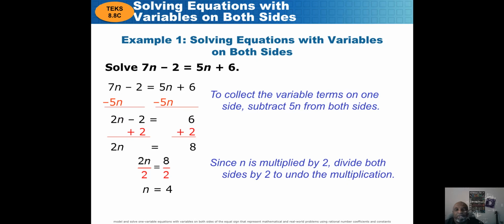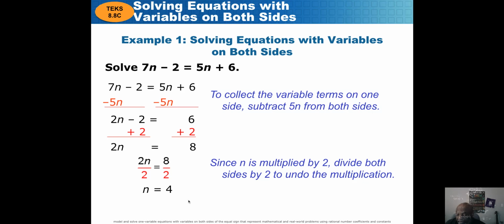All right, so even with this equation, 7n minus 2 equals 5n plus 6, you can see how we use our strategy. First we eliminate a variable, and I taught you to eliminate the smallest one, so you can see my minus 5's there. Then we eliminate the constant that's by the variable, so there I am using plus 2. The last thing is to eliminate the coefficient of the variable, that 2. So I divide by 2 and I get n is equal to 4.